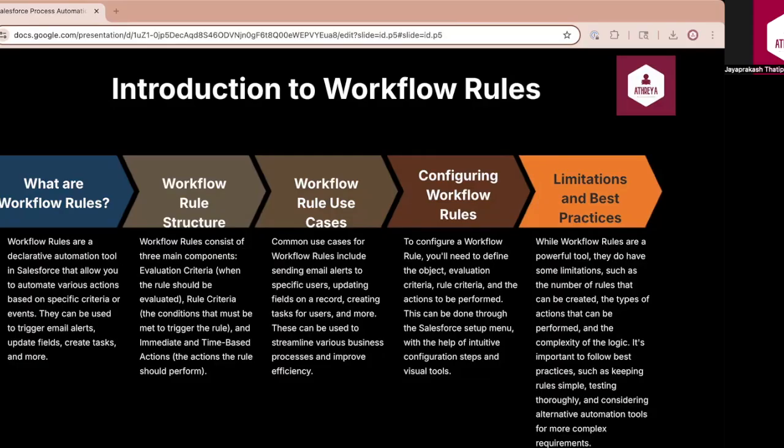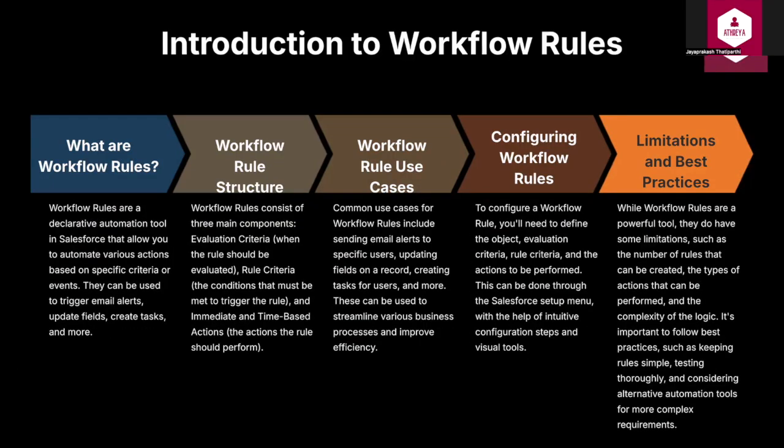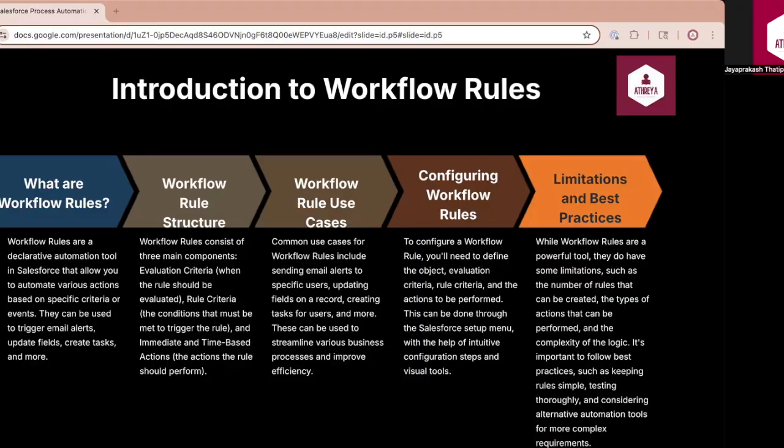Workflow rules are built with three main components. Evaluation criteria determines when Salesforce should check if a workflow rule should run: on record creation, edit, or only when a record starts meeting the criteria. Rule criteria defines what conditions must be true for the rule to trigger, either using simple field comparisons or a custom formula. Actions specify what Salesforce should do when the rule is triggered, such as updating a field, sending an email, creating a task, or sending an outbound message. You can configure actions to run immediately or after a delay.